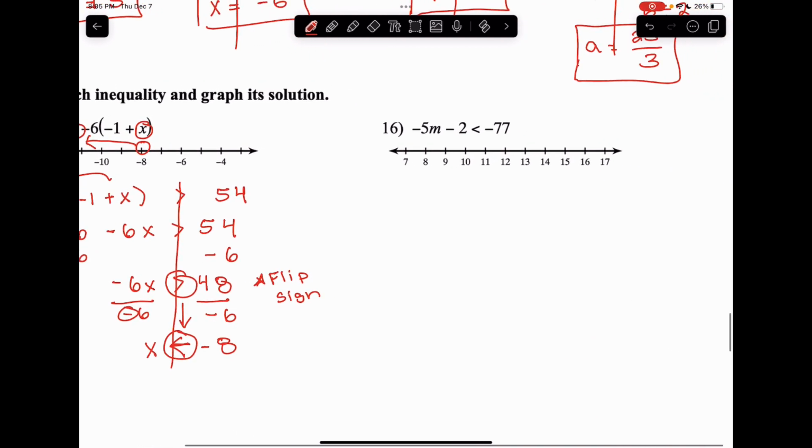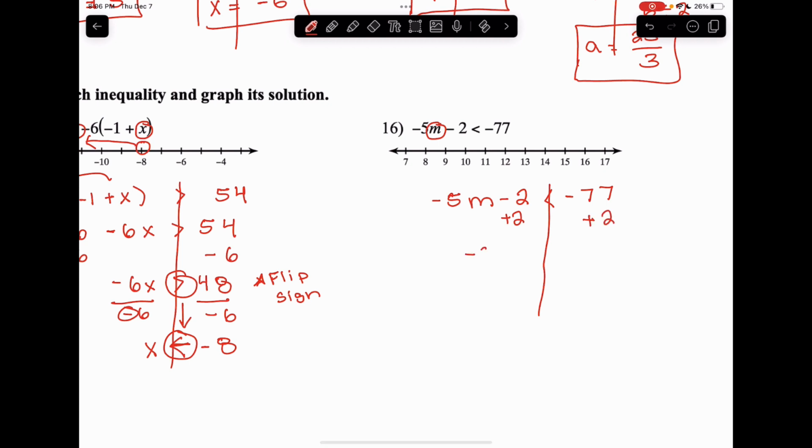And last but not least, 16. The m is on the left side, so I am good to go. -5m minus 2 is less than -77. I'm going to start by adding 2 to both sides, which will get me -5m is less than -75. I'm going to divide by -5 to both sides, and since I'm dividing by a negative, I have to flip the sign. -75 divided by -5 will get me m is greater than 15.